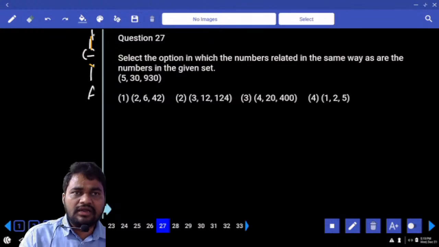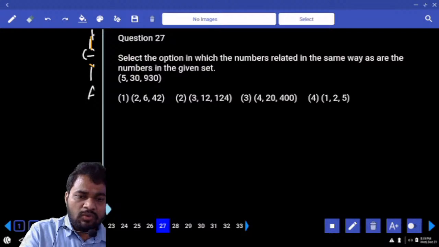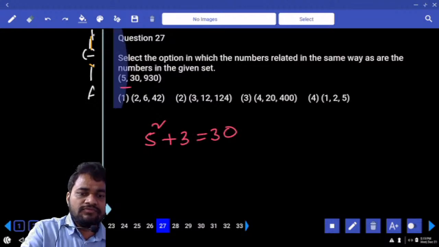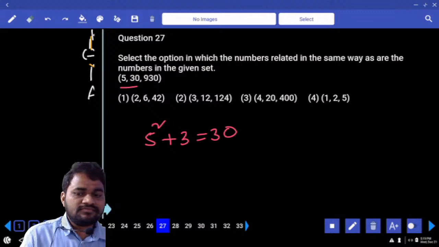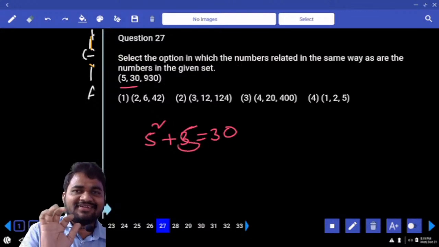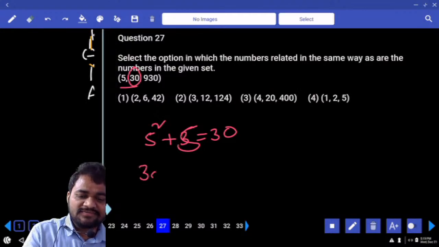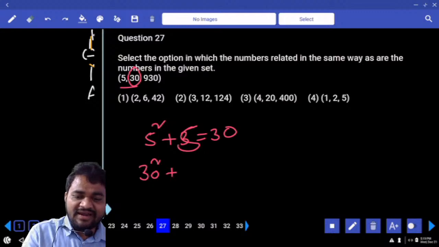Next one, 530, 930. If you look at the numbers, what is 5 square? 25 plus 3 is 30. 25 plus 5 is 30. Next, what is 30 square? 900 plus 30 is 930.